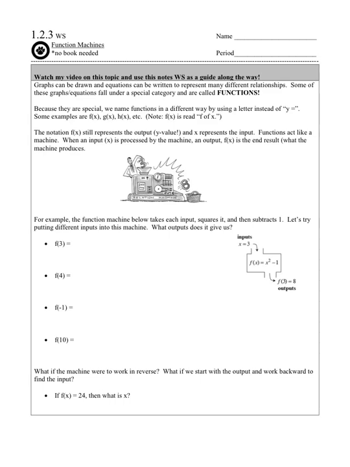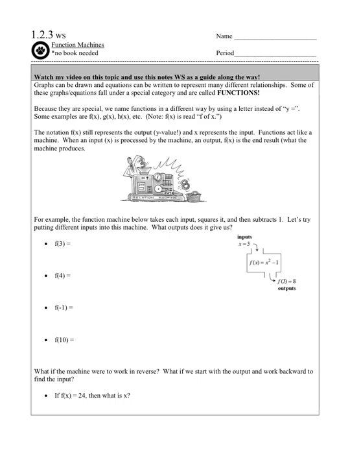Well, we've talked about in class how graphs can be drawn and equations can be written for many different types of relationships, okay? And some of these graphs and equations fall under a special category that are called functions. And in the next section, we are going to learn specifically what makes something a function and able to fit in that category. For now, we're just going to focus on how functions operate.